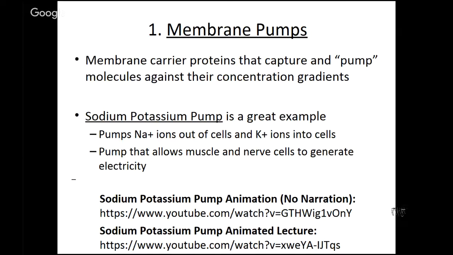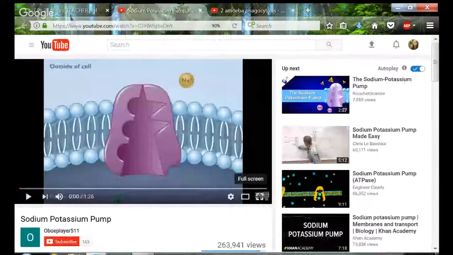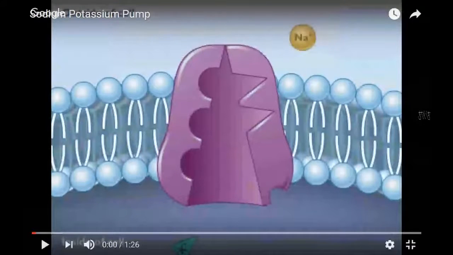Okay. So I'm actually going to show you a little animation of this. Let me flip over to the animation. Here we go. So what we have here in this animation is a phospholipid bilayer. That should look familiar to you. And this really cool membrane pump, this big purple protein here.